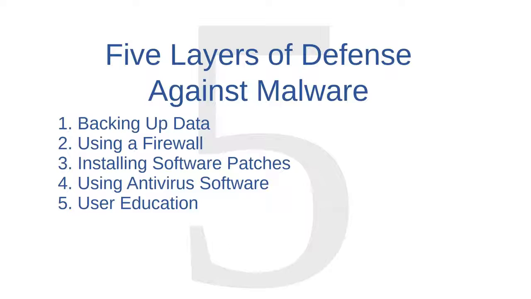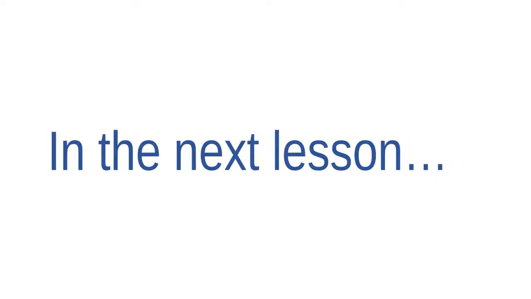Okay, that's all I have for you for now on malware defense. To review, we covered 5 layers of defense: backing up data, using a firewall, installing software patches, using antivirus software, and user education. None of these layers is very effective on its own, but taken together, they constitute a strong cyber defense strategy. In the next video, we'll begin discussing web browsing, and we'll talk about some of the security issues that users face when they're surfing the web.